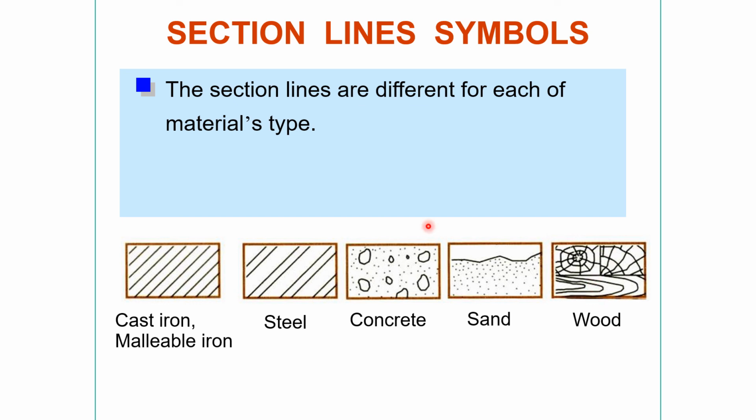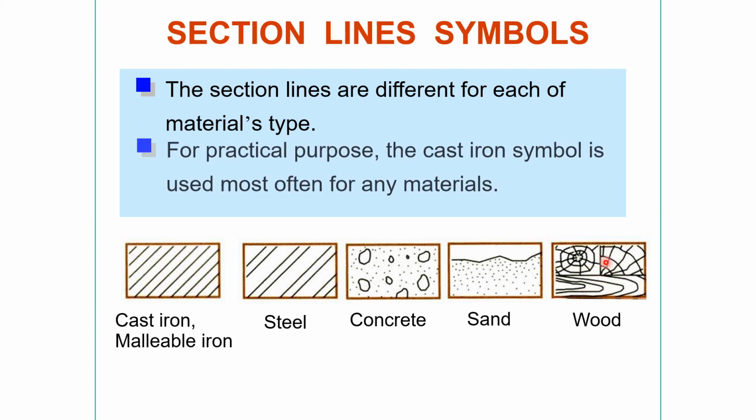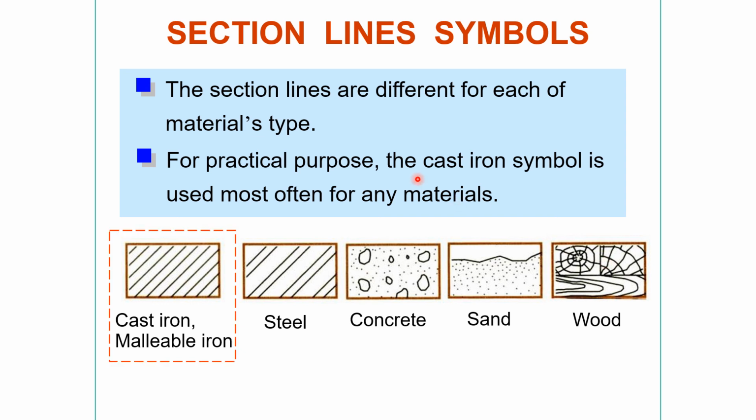When we cut any object, if that is a steel piece, mostly in our drawings or in our books, the parts are given in the form of steel pieces, or you can say a cast iron type. So when we cut, we show this hatch line, and if we cut wood, then we will definitely show it with this type of hatch. For practical purposes, the cast iron symbol is used most often for any material.